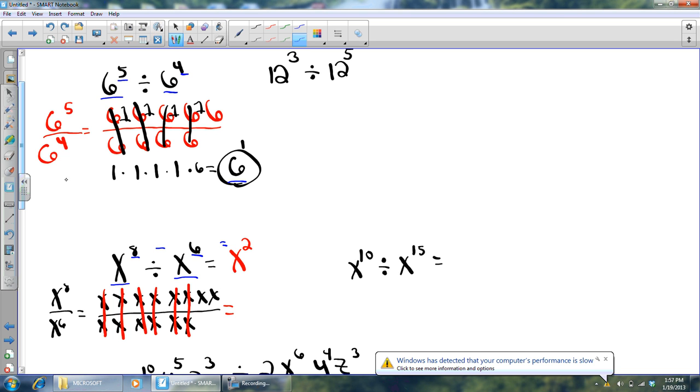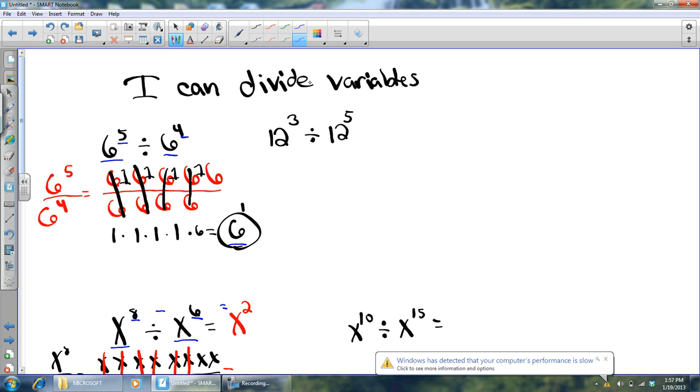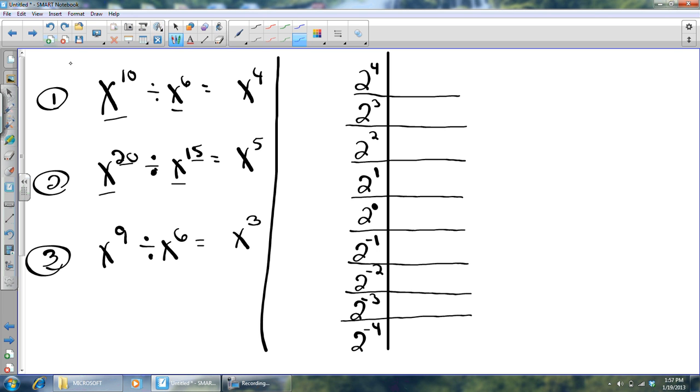All right, now it gets a little bit different when you have a situation like this. Okay, 12 cubed divided by 12 to the 5th. So we're going to talk about that in just a minute. What I'd like you to do here is pause the video and see if you can do problems 1, 2, and 3.